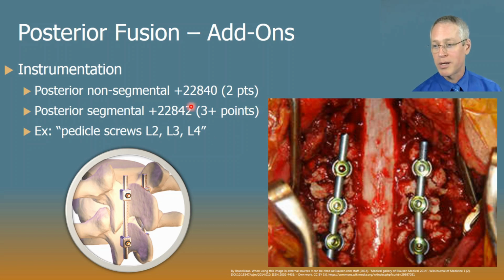And there are slightly different codes for that. 2 points of attachment, 3+ points of attachment. And here's an example of what you might see, like in this diagram, or this photo here.